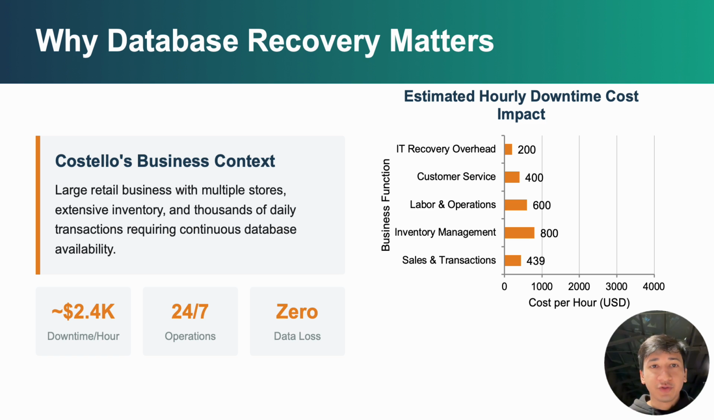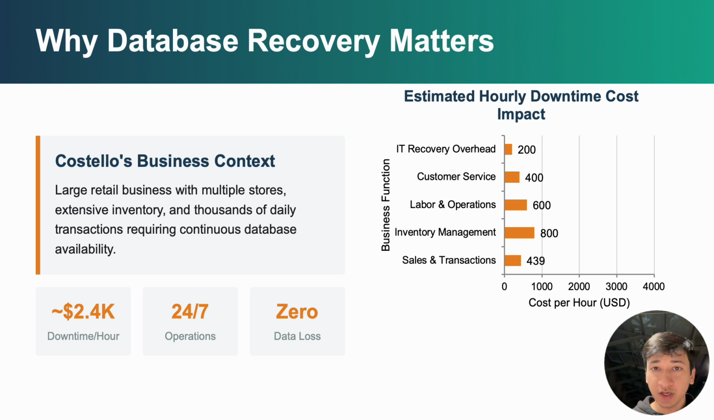Costello is a large retail business operating multiple stores around Melbourne, and they have an extensive inventory and thousands of daily transactions. Using actual customer data from Costello's database of 1,000 customers, we found an average spending score of 51.50. I calculated realistic downtime costs.